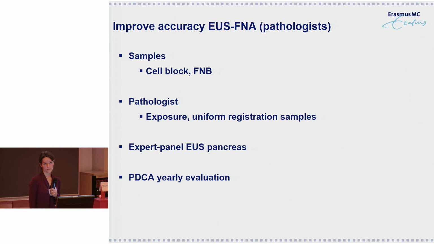So I think there are different parts which can be improved. For pathologists who are trained in histology, I think the cell block and FNB samples are better than smears. Of course, the exposure of the pathologist and the tradition in the department are very important, but the pathologist should also register the samples in a uniform way to be able to give good feedback to the clinicians. And we should also make use of the digital world, exchange difficult samples with each other, and do this evaluation on a regular basis.